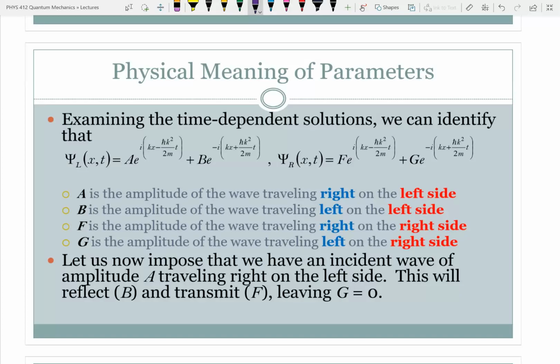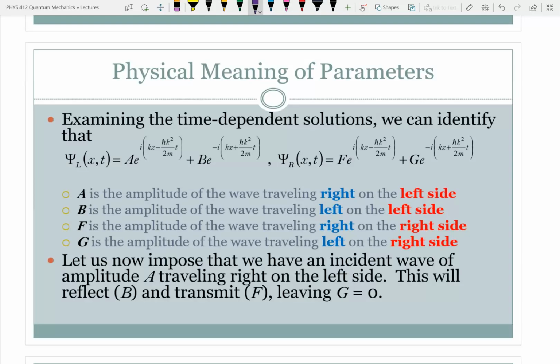I start with a wave coming in from the left. It hits the boundary, and I can have two things happen at the boundary. What are the two things that can happen at the boundary? Go through the boundary or bounce off the boundary. Right. It can be transmitted or reflected.